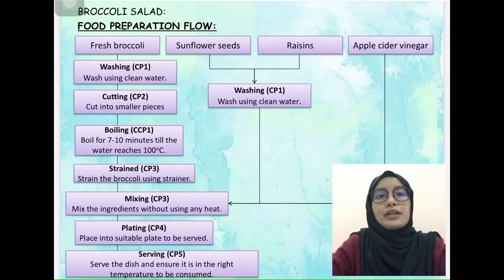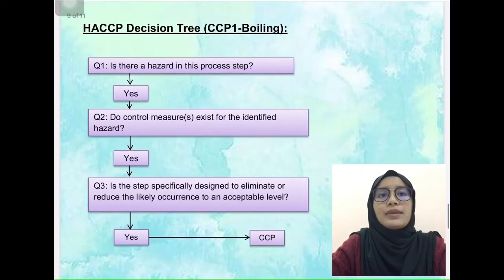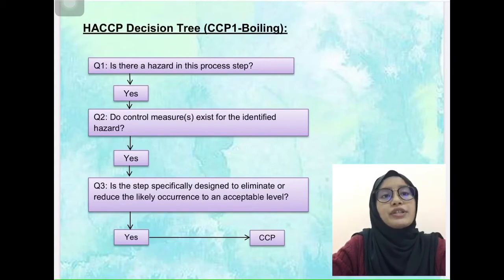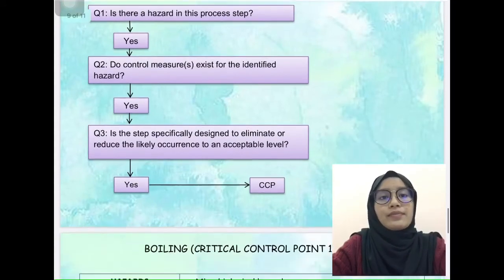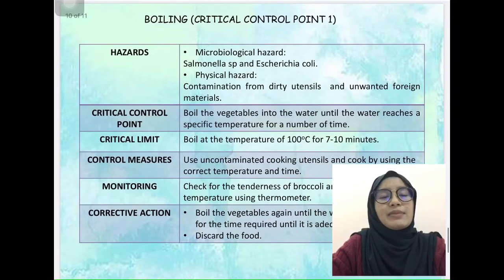Next is the food preparation flow of broccoli salad, in which boiling is the only CCP as well. Based on the HACCP decision tree, we have determined that boiling is one of the critical control points. And the hazards that might present are microbiological hazards such as Salmonella species and E. coli, and also physical hazard.